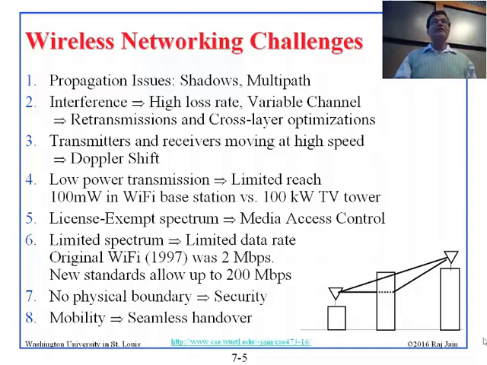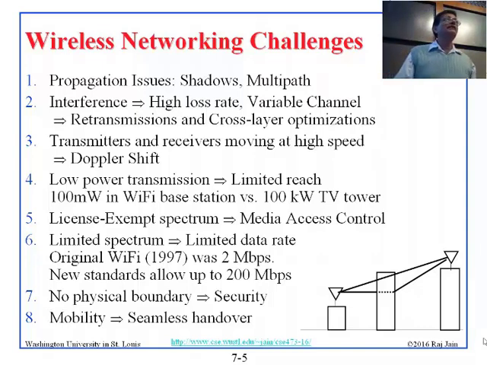No physical boundary, so security is an issue because you cannot bound it. You cannot say, this is the building and the transmission will not go out of this building. Mobility means seamless handover, and we need to be handing over. This picture shows you shadow and multipath: you might get something directly, and something will be blocked here and then maybe come around. So, shadows and multipath.